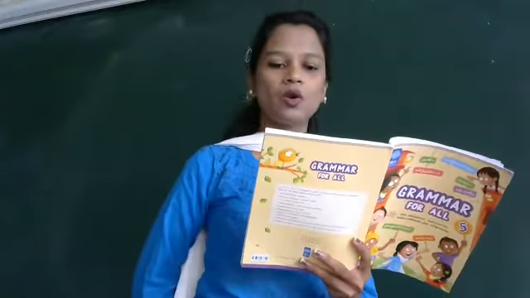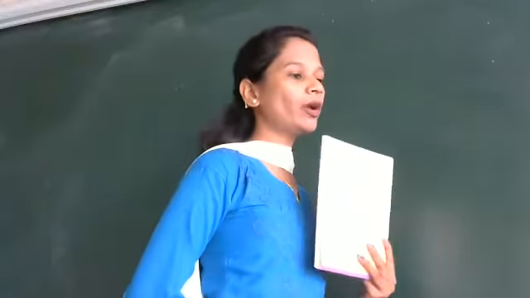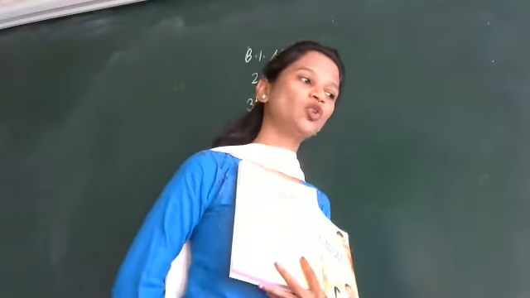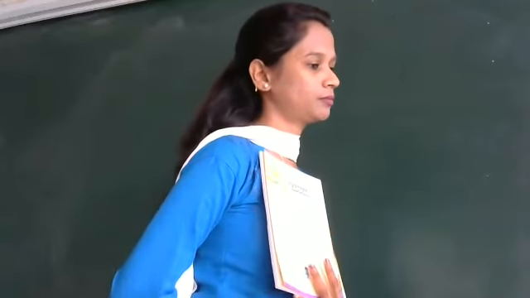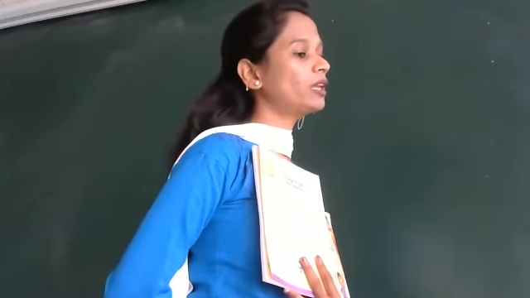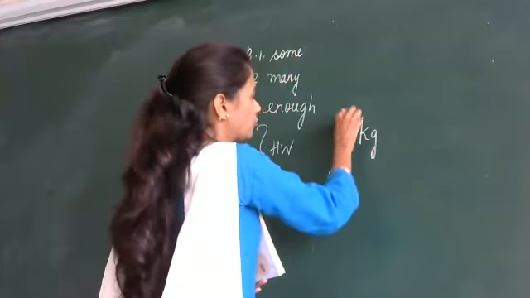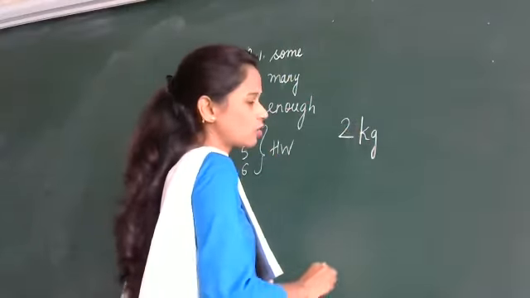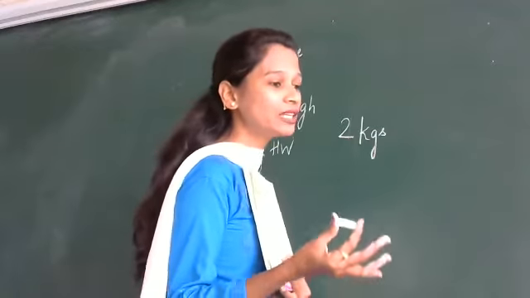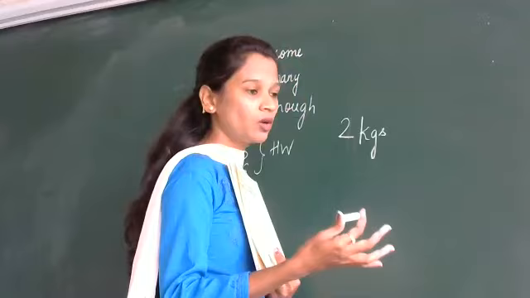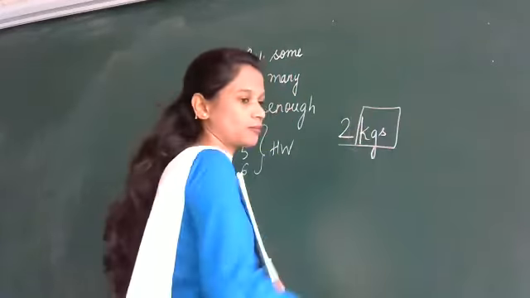Some nouns name the amount or form of something. We use these expressions for them. Now, if I go to a shop and I tell you to buy sugar, so what will you say? Can you give me 1 liter of sugar? 1 kilogram, that is. I'll say, give me 1 kg of sugar, or give me 2 kgs of sugar. Anything that you want to buy, sugar, wheat, flour, jowar, or any pulses, you use the word kgs.